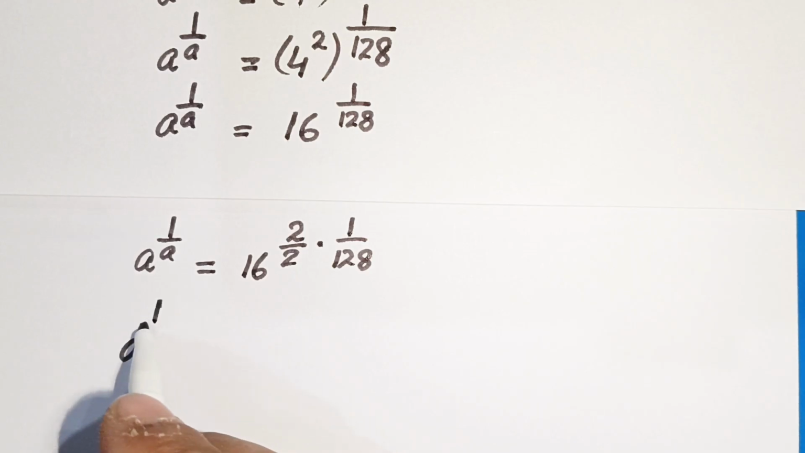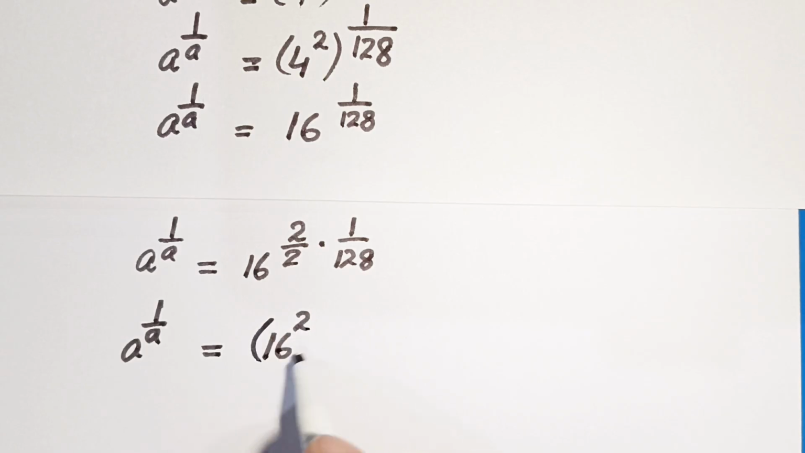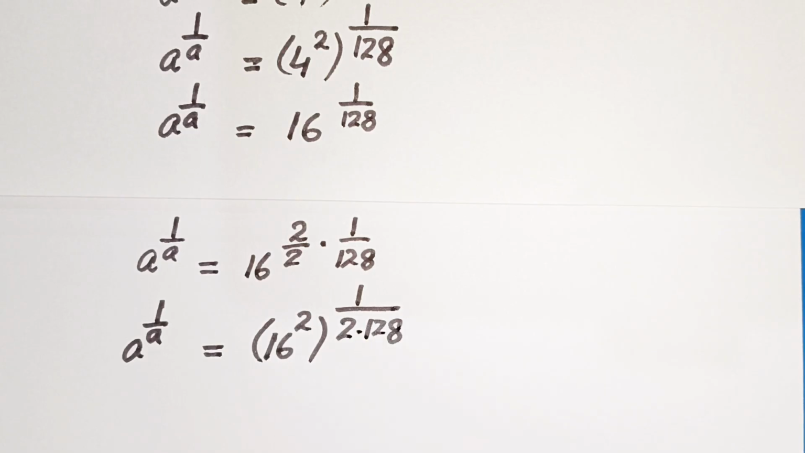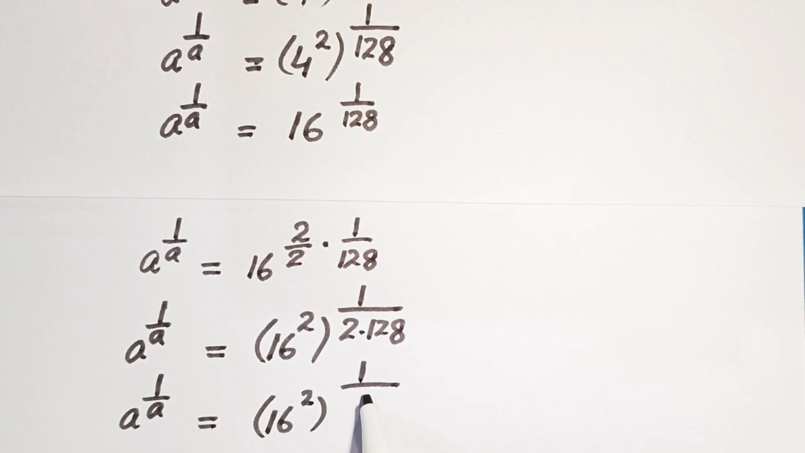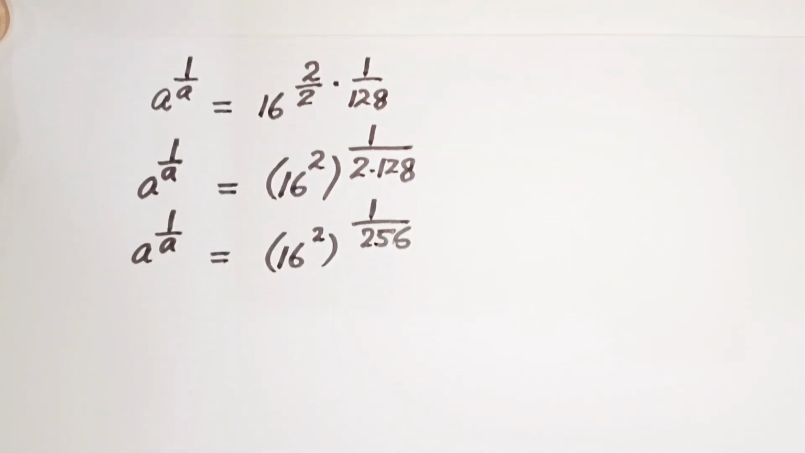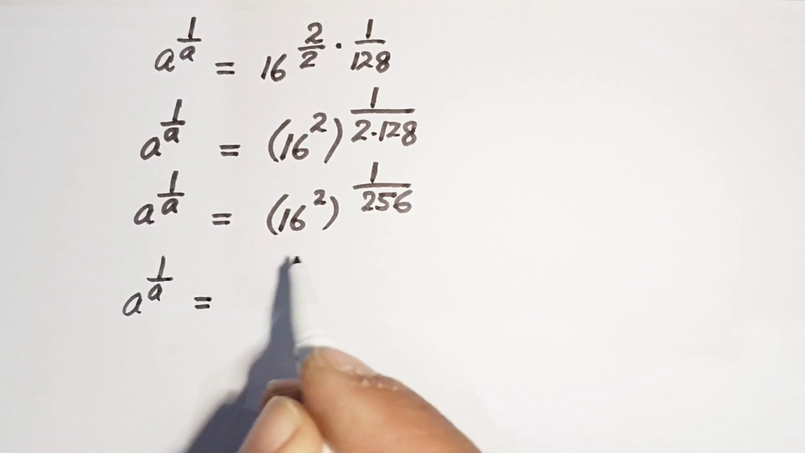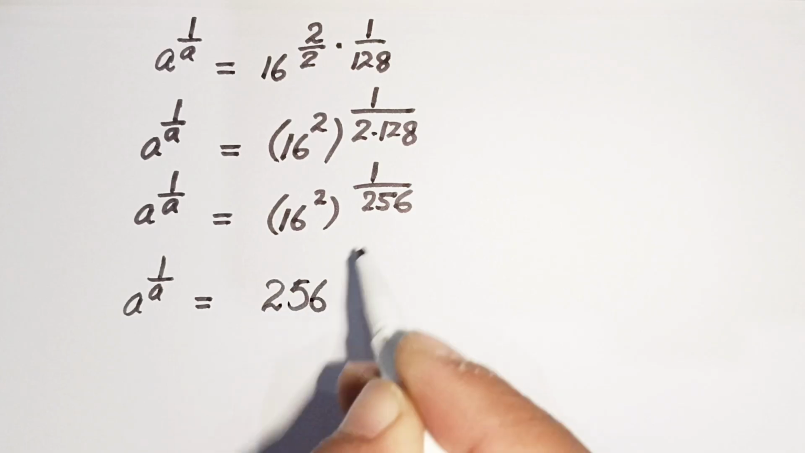Now a to the power 1 over a, that is equal to 16 squared whole to the power 1 over 2 times 128. So now our next step is a to the power 1 over a, 16 squared whole to the power 1 over 2 times 128, that is equal to 256. Now a to the power 1 over a is equal to 16 squared, which is 256, whole to the power 1 over 256.